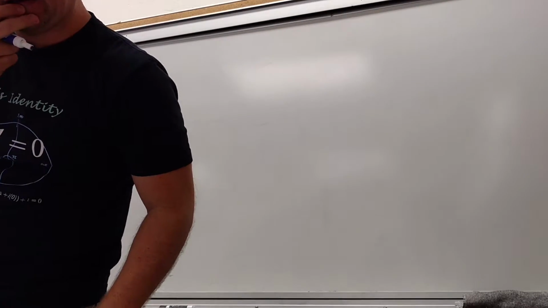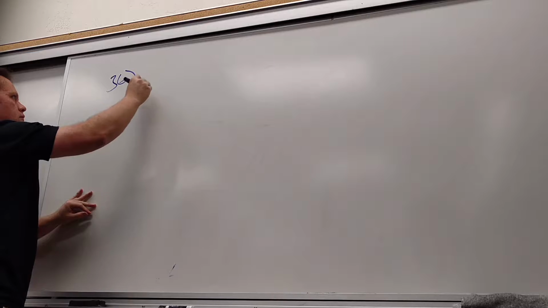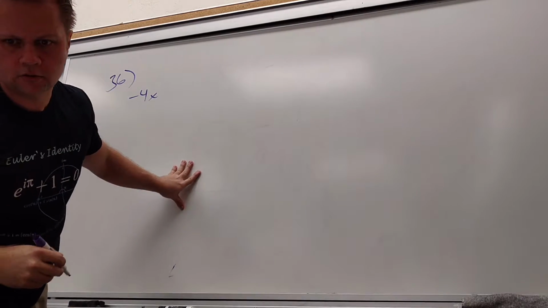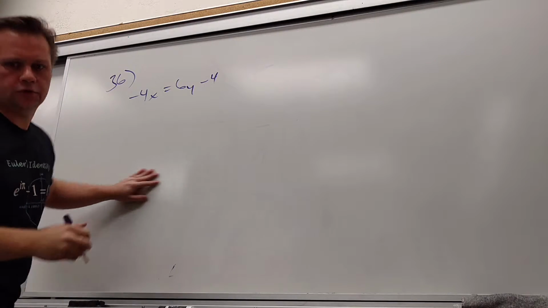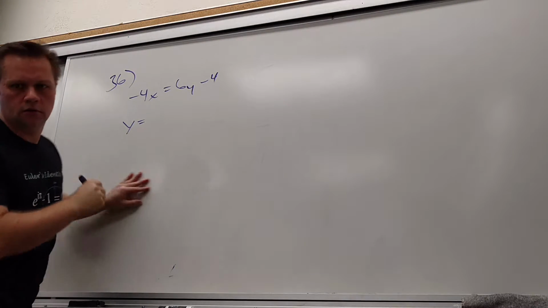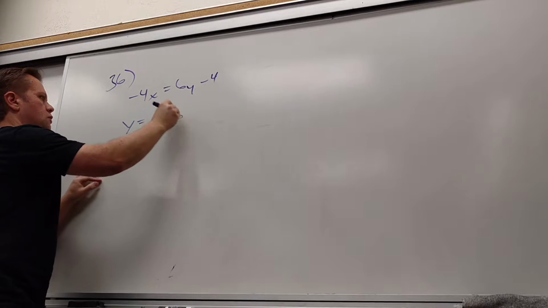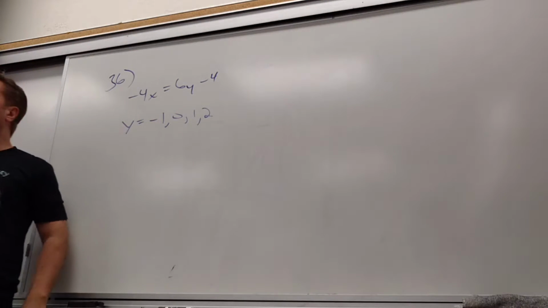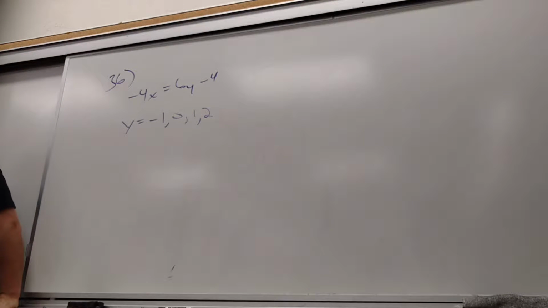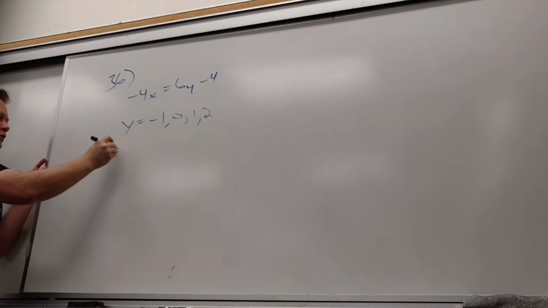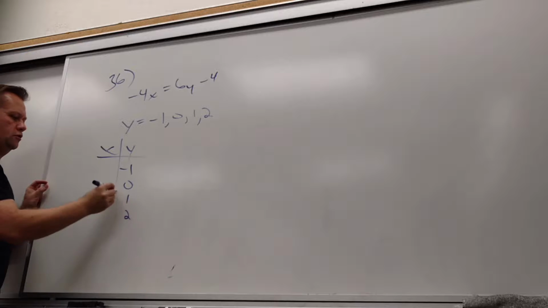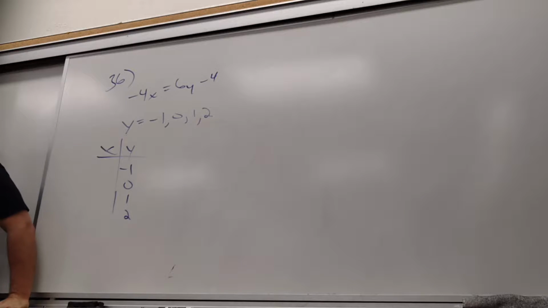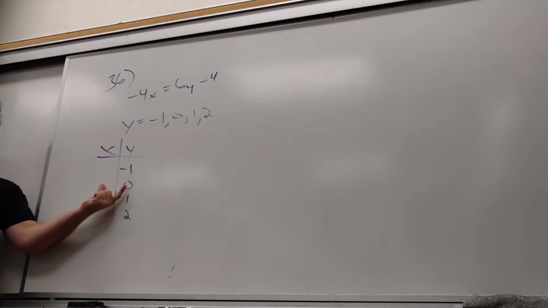So this one says, given this equation, use these values to make an XY table. So I go ahead and start my XY table, and what do I know? I know Y is negative 1, 0, 1, 2, and what do I have to figure out? What X is.